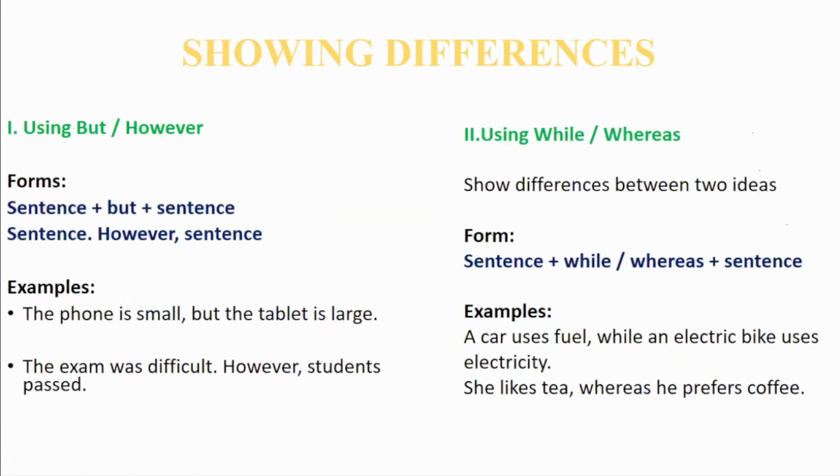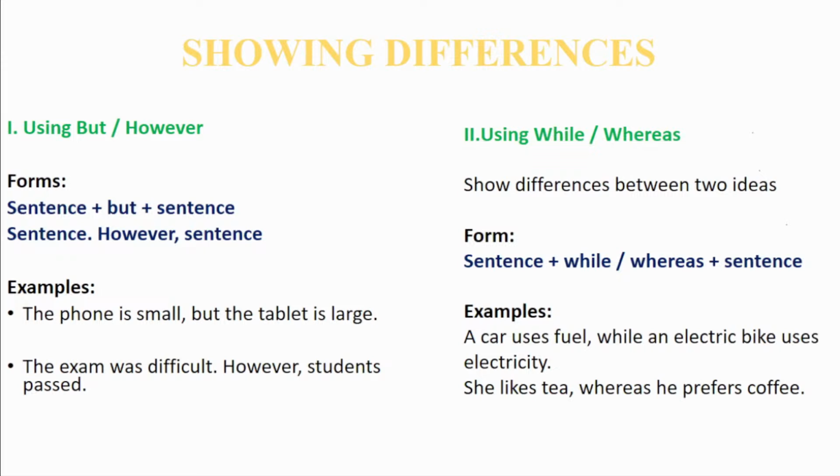right? Then showing differences, how to contrast. Sentence but sentence. Sentence, however, sentence. The phone is small but the tablet is large. Right? So you are contrasting. Compare and contrast both exist, remember. The exam was difficult. However, students passed.